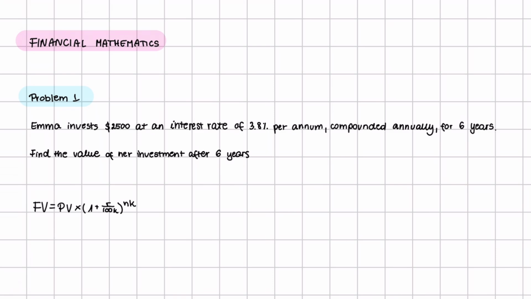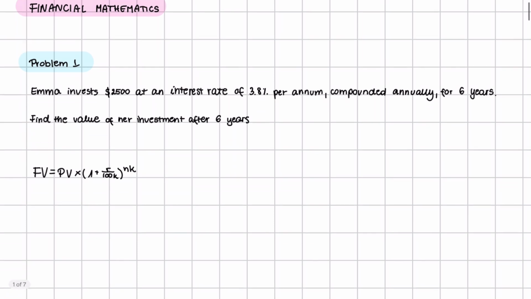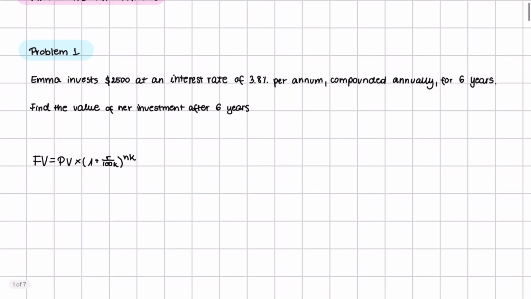Problem number 1. Emma invests $2,500 at an interest rate of 3.8% per annum, compounded annually for 6 years. Find the value of her investment after 6 years, and we can use our compound interest formula.